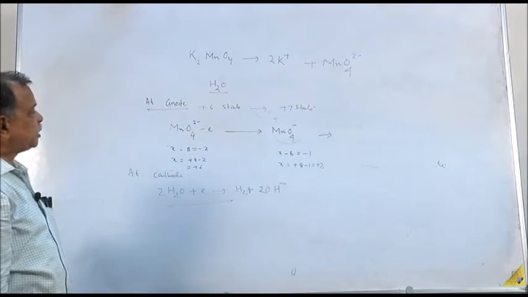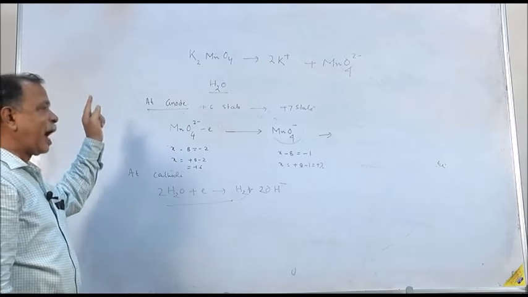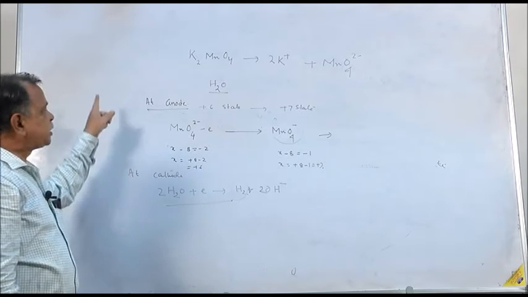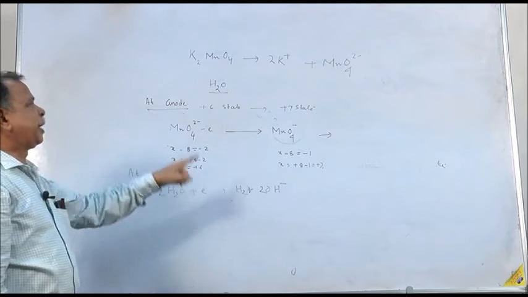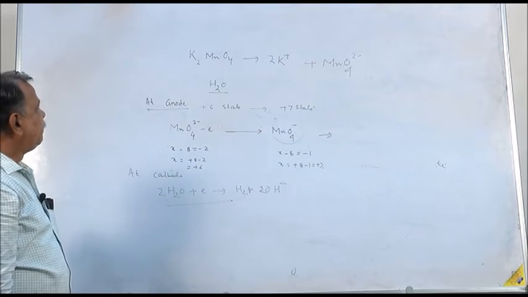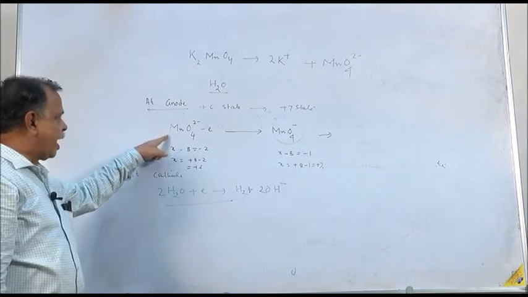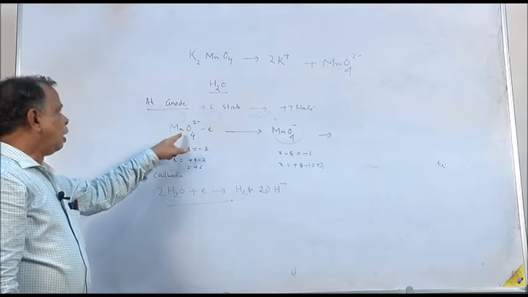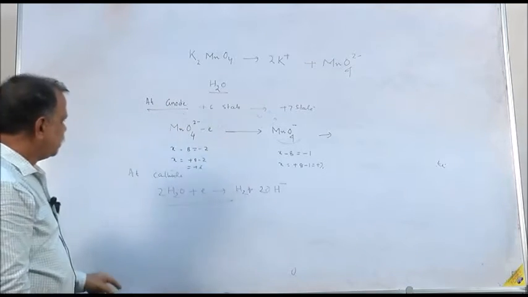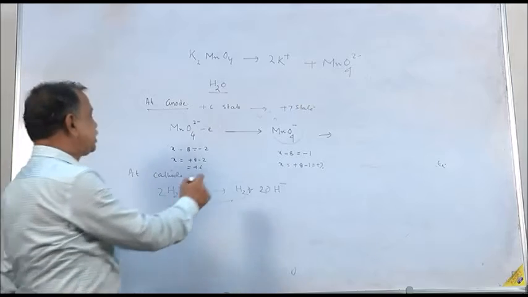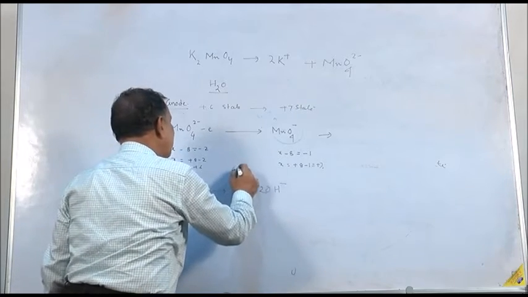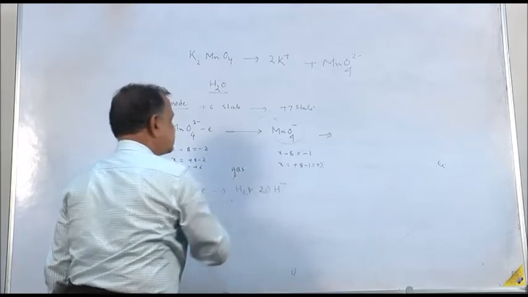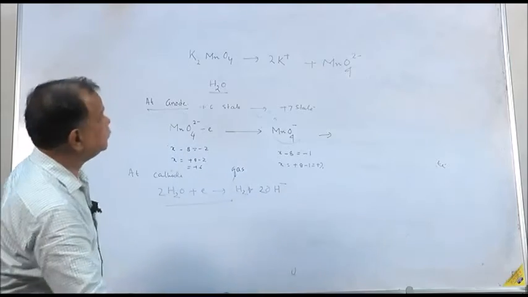Then from potassium manganate, in the question, how can you convert potassium manganate to potassium permanganate? That can be done by electrolytic oxidation. Here at anode the oxidation takes place from manganate to permanganate, and at cathode the hydrogen gas is liberated. Which gas is liberated at cathode? Hydrogen gas.